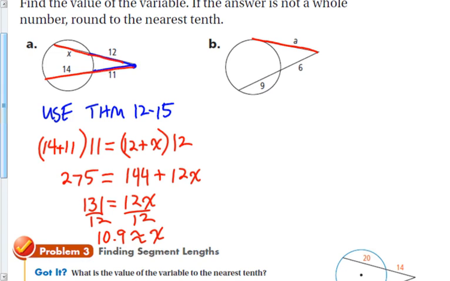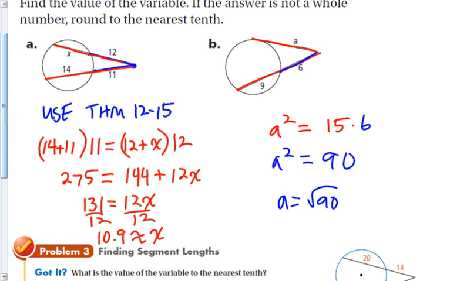In the second one, the same deal, but since it's a tangent line, the two distances are the same. So in this case, we're going to have a squared is equal to this total length here, which is 9 plus 6, so 15, times the shorter distance right there, 6. So a squared is equal to 90. So a is equal to the square root of 90. If we want the exact amount, we would simplify that and we get 3 times the square root of 10. Or if we want to approximate that, it would be about 9.5. Go ahead and try that.